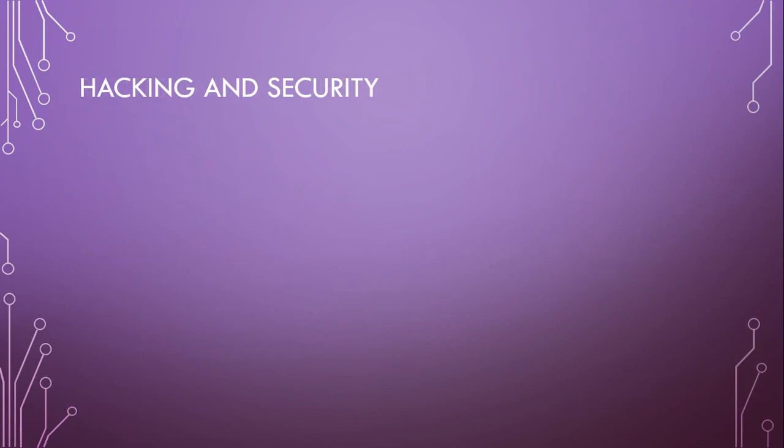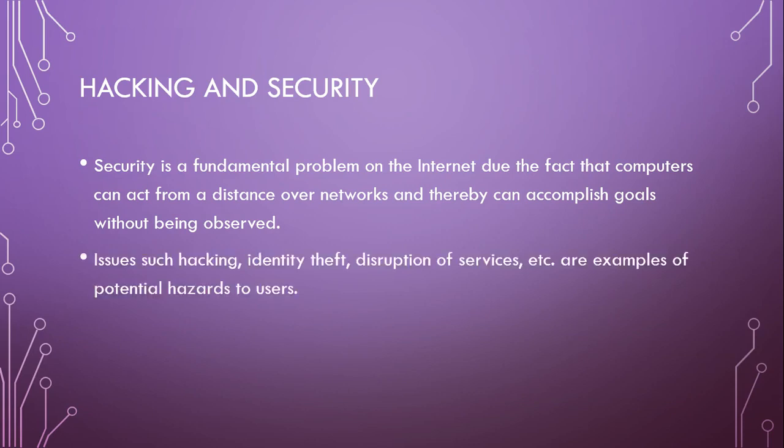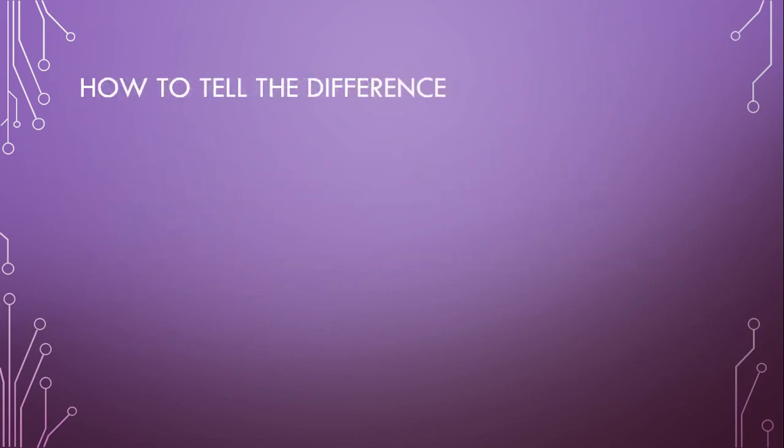All right, and the next one, of course, is that of hacking and security. Can't talk about unethical actions without discussing hacking and security. Security is kind of a fundamental problem on the internet due to the fact that computers can act from a distance over networks and thereby accomplish goals without being observed. There's not always going to be somebody standing over your shoulder every time to tell you what is right and what is wrong. Because of this, issues such as hacking, identity theft, and disruption of services, such as a denial of service attack, are all examples of potential hazards that can occur to users.